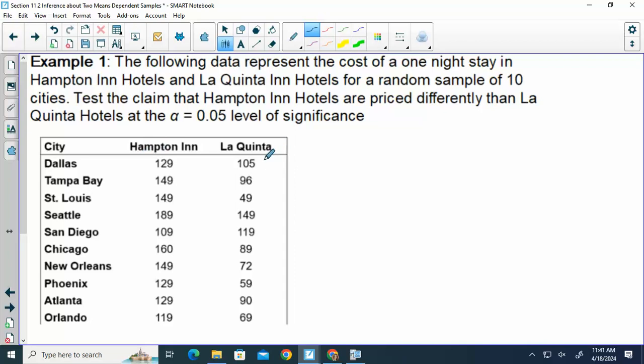We're comparing two different hotels. How are those related? How is it a pair of data? They're in the same city. So I took one city, each hotel in that city.